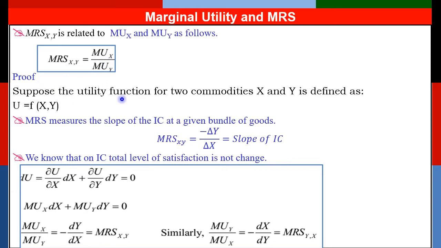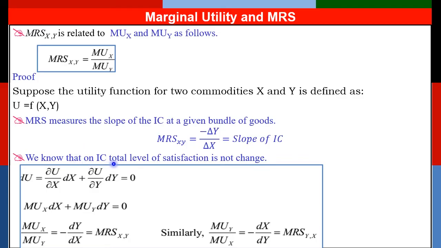Proof. Suppose the utility function of the two commodities x and y is defined as follows. U means utility. Utility is equal to a function of x and y. The marginal rate of substitution measures the slope of the indifference curve, which we already defined, at a given bundle of goods. So the marginal rate of substitution is equal to negative delta y over delta x. This is the slope of the indifference curve.